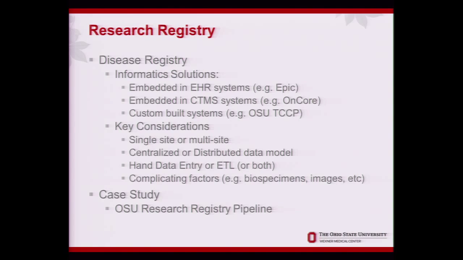Some of the key considerations that we want you to think about, if you're trying to do a research registry, trying to pull all this data on a specific patient population that you're recruiting: is it going to be single site? Is it going to be multi-site? Is it going to be a centralized or a distributed data model? Centralized is it's all going to one central location. Say we're working with 5 other universities, it's all coming to our center here. Or if it's distributed, everyone keeps their own data, but you're able to request at multiple locations. Lots of complicating factors, such as are you trying to store images or biospecimens?